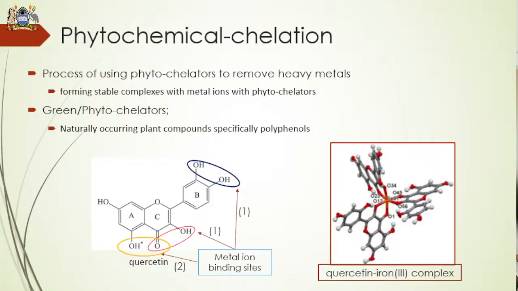In my research, I normally deal with flavonoids, and an example is quercetin. On the bottom right is a quercetin-ion complex that I was able to synthesize, to show you how those molecules bind with the metal ions as they do the extraction. The phytochemical chelation process uses phytochemical chelators to remove heavy metals, forming stable complexes with phytochelators. And these phytochelators are green in nature.